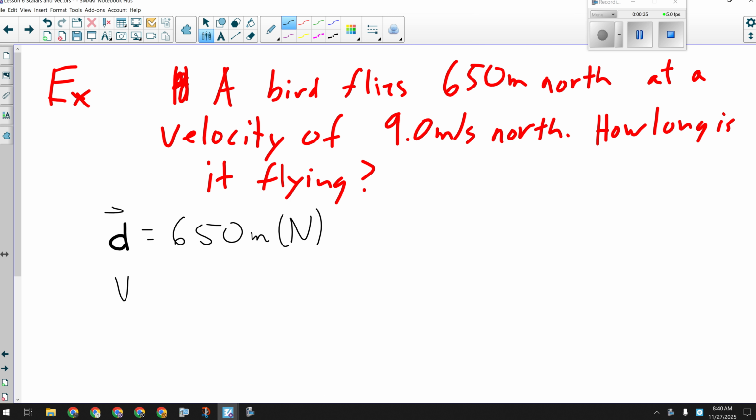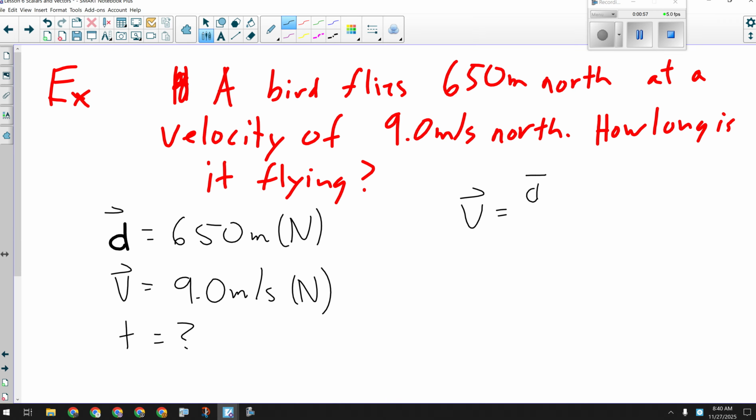So obviously that's v with the arrow over top because they told us that. So velocity is 9.0 meters per second north. All right. How long is it flying for? What do they want us to find? Time. Okay, so there's our givens. That would make this our best choice for a formula to use.